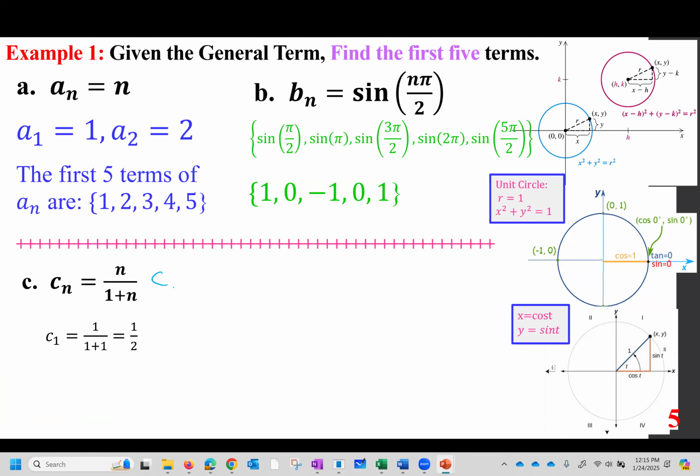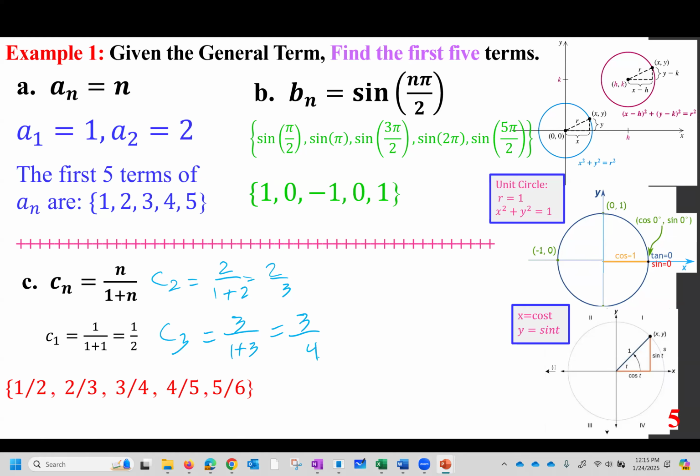If I want C sub 2, this is 2, this is 1 plus 2. I get 2/3. The next one, 3 over 1 plus 3, 3/4, and so on. It's very straightforward.